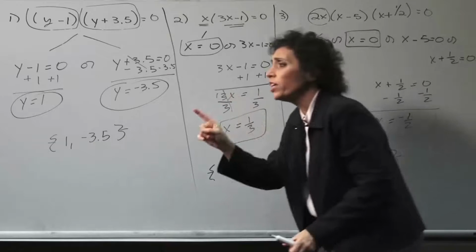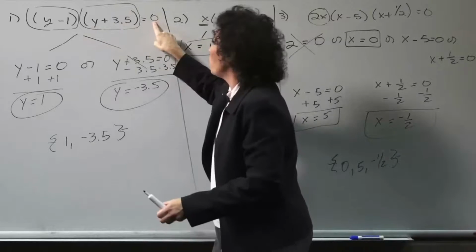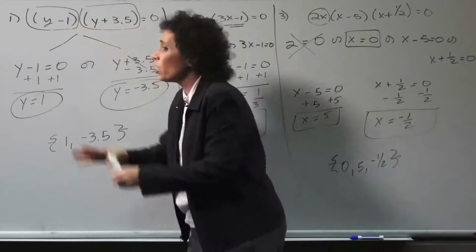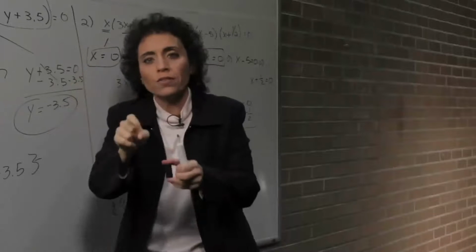Why were these so easy? Because you had factors set equal to 0. If this was not a 0, it wouldn't have been this easy. If these were not factors, it wouldn't have been this easy. But it's because they're factors equal to 0. That's what made this important.